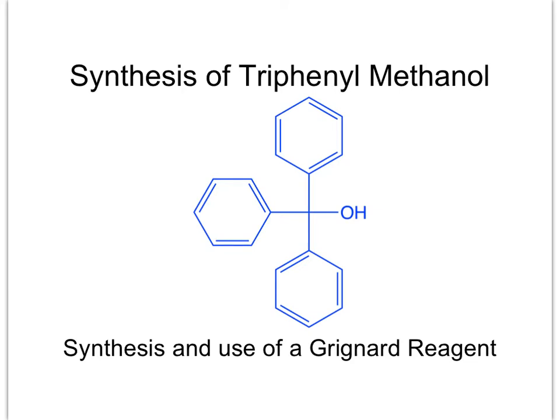This is our lab lecture video for the synthesis of triphenylmethanol. One carbon, the hydroxyl group, there's methanol, and we have 1, 2, 3 phenyl groups. We're going to synthesize this using a Grignard reagent. A Grignard reagent is a specific organomagnesium reagent that's used very often in the synthesis of alcohols.